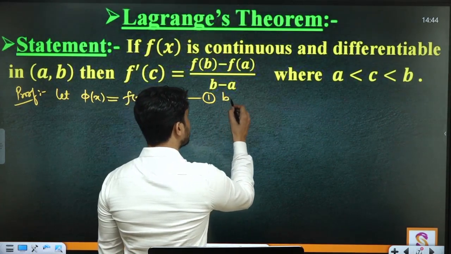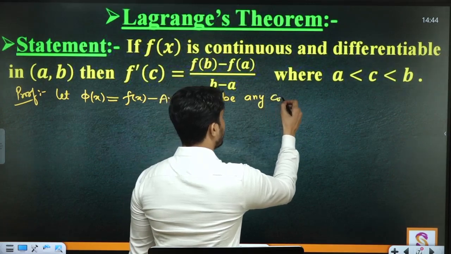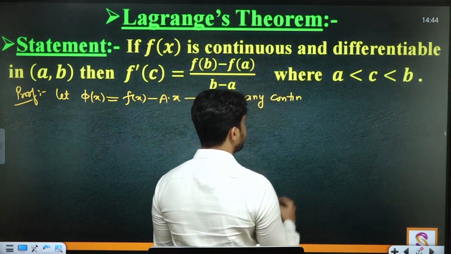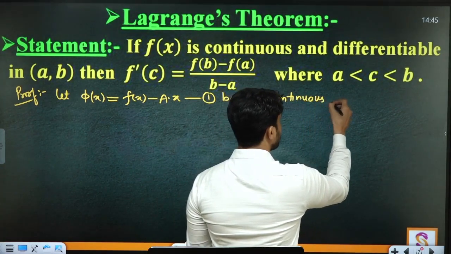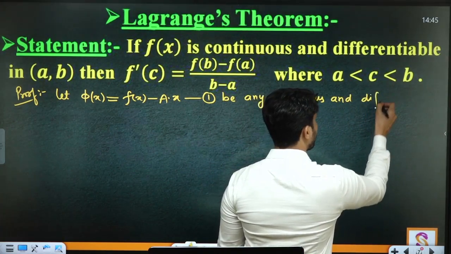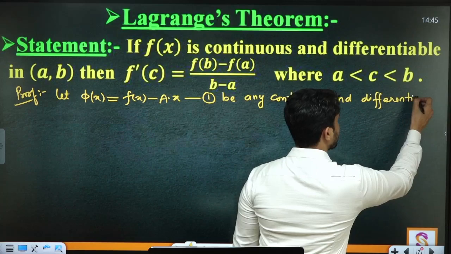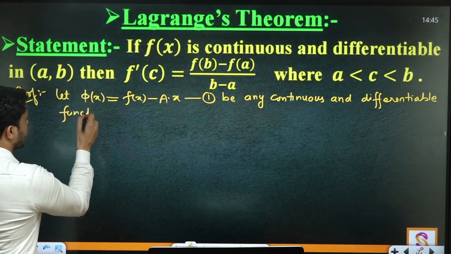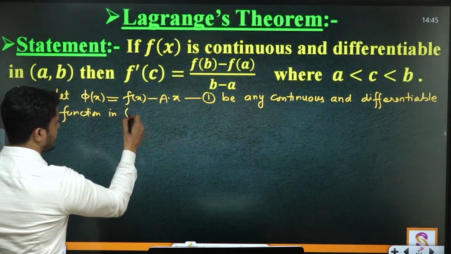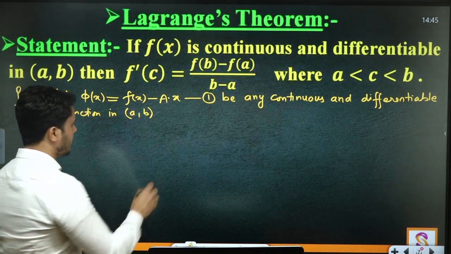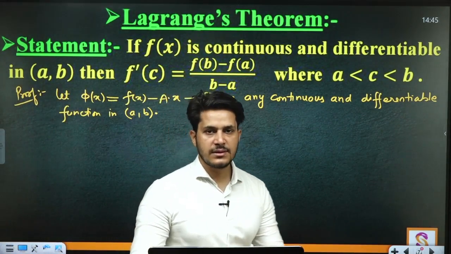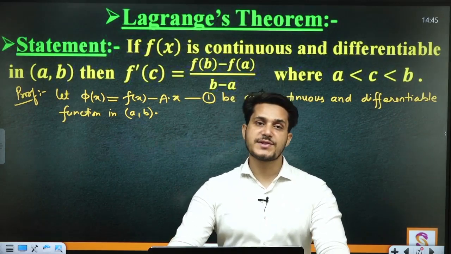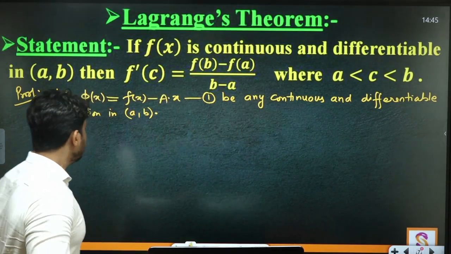Let f be any continuous and differentiable function in the interval a comma b. अगर कोई फंक्शन कॉन्टिन्यूस और डिफरेंशियबल आप phi को कंसीडर करें, तब इसके ऊपर आपको अप्लाई करना है रोल्स थ्योरम. ठीक है, देखेंगे.